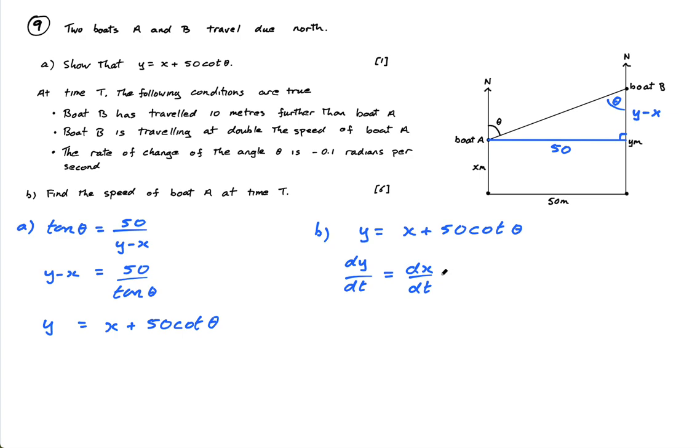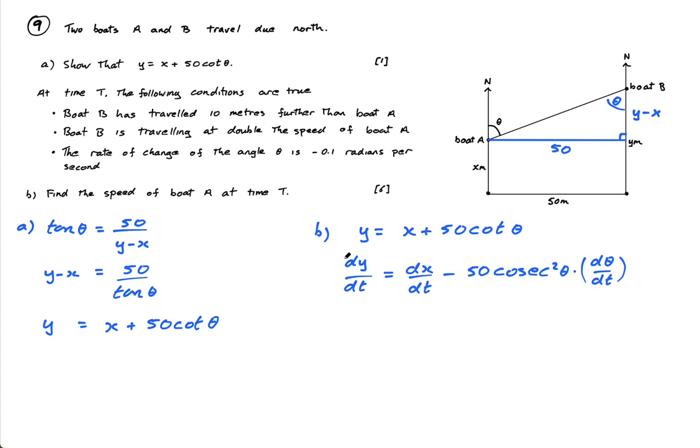It is minus 50 cosec squared theta. You can find this in the formula booklet, guys. So the derivative of cot is minus cosec squared. So that's why I have it there, and then 50 here. But you have to multiply this by the derivative of theta, because as I said, theta is a function of time. It is changing. Okay, so that's the first step.